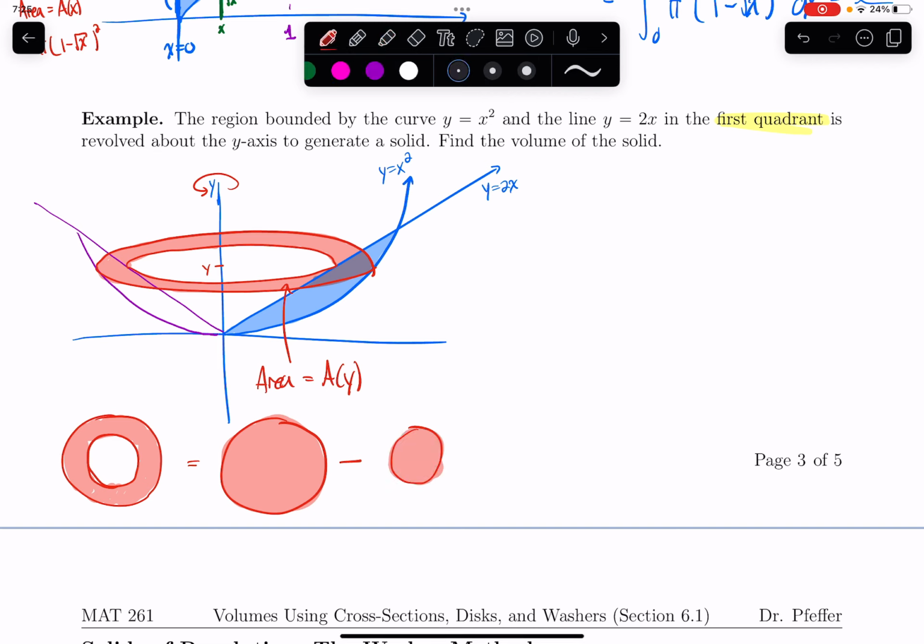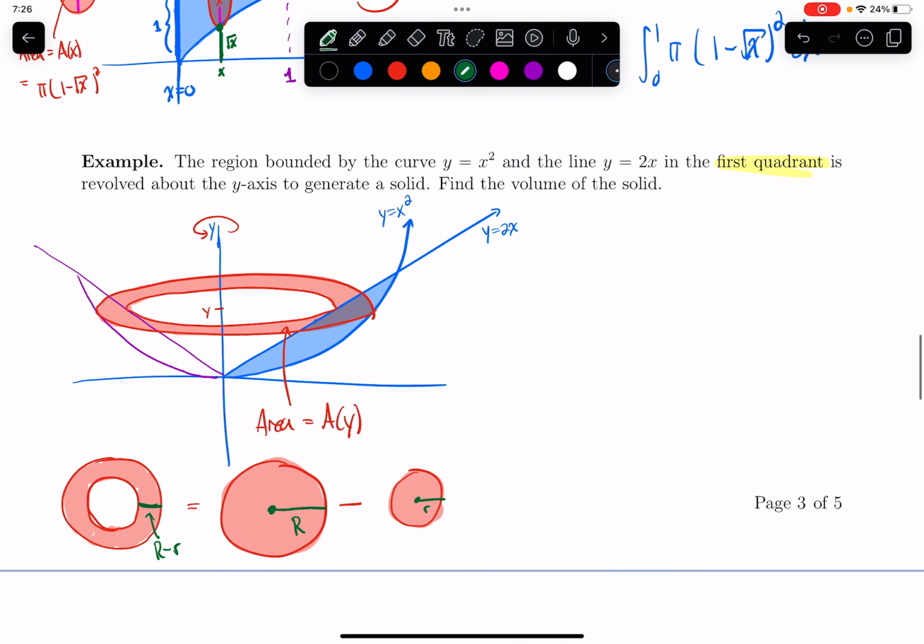So what that means, if I were to draw this in maybe green, is if I know what this radius is and I know what this radius is, then the radius I'm looking for is, well, maybe I can give that a name. Maybe I'll call this big R, call this little r, and then this is going to be big R minus little r, for example. So I'm going to use the disk method on the big disk, the disk method on the little disk, and then look at some subtraction.